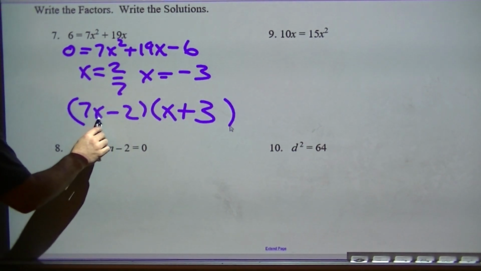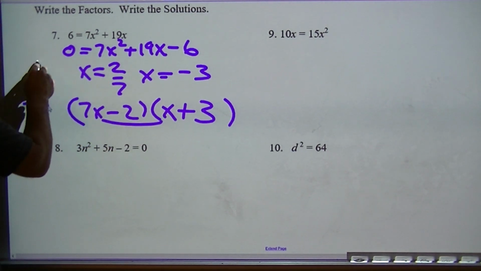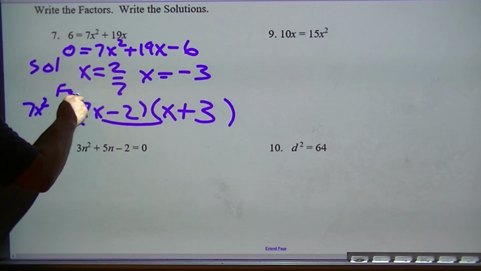And what I want to check for is this times this. Well, this times this is 7x squared, which matches up with this. So these are the solutions. These are the factors. Okay?